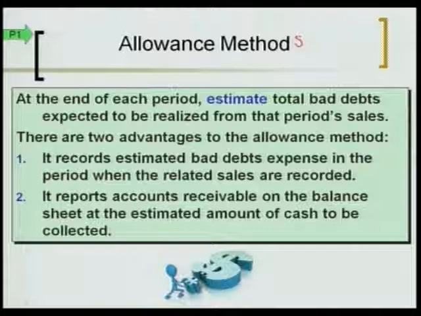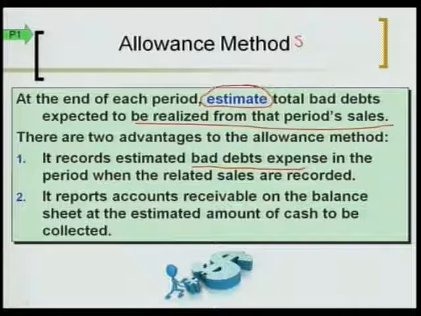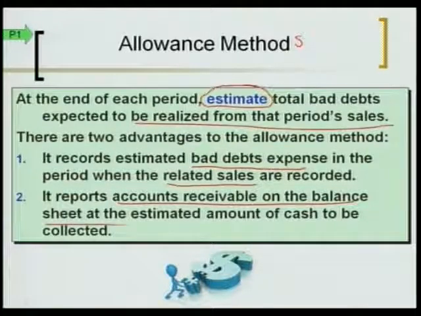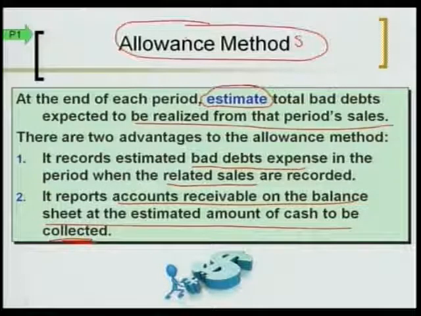Now, what we're going to do is at the end of each period, we are going to estimate bad debt expense to be realized from that period's sales. And this is going to satisfy the matching principle, because bad debt expense will be recorded in the same period as its related sale. Plus, accounts receivable will be reported on the balance sheet at the estimated amount of cash that we actually think will be collected, and you'll see that in a little bit. So we're going to learn the different ways we can satisfy the allowance method. Are you with me?